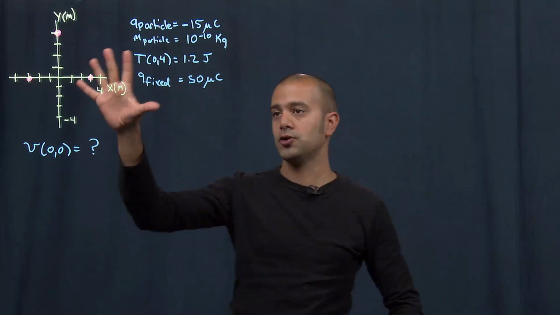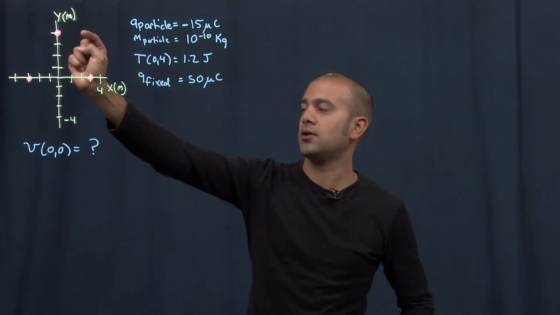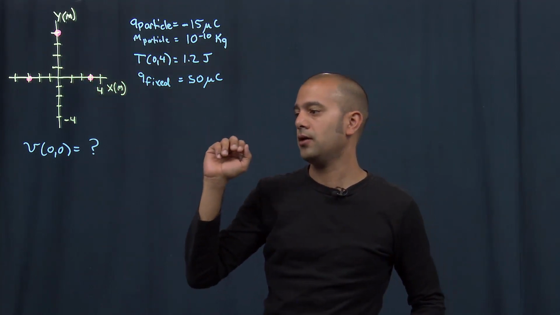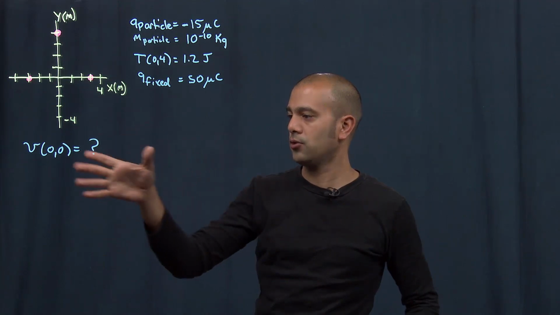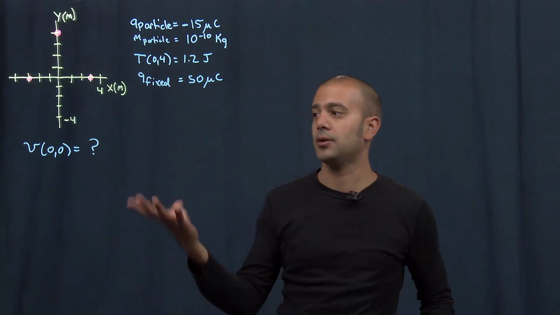What we know is we know the charges of all the particles. We know that the kinetic energy when the moving particle is at the point (0, 4) is 1.2 joules. And then we're looking for the velocity here. So what we're going to do is use energy considerations to find out what the velocity is.